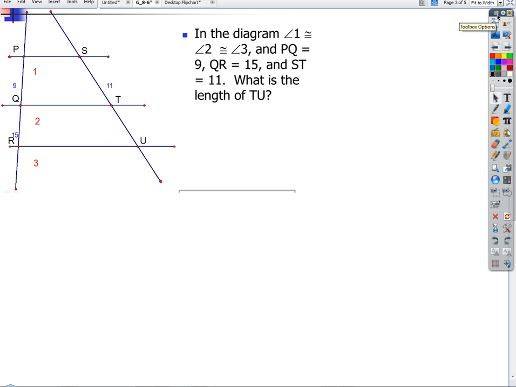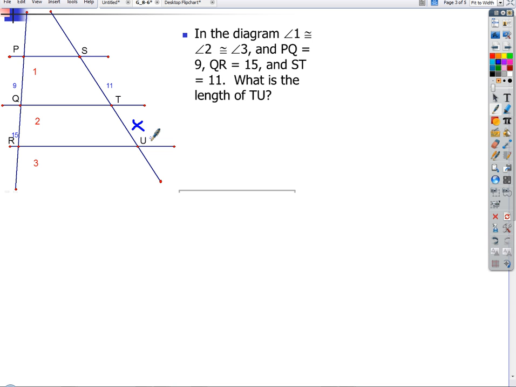So in the diagram here, they're telling us that angles 1, 2, and 3 are all congruent. They're telling us the lengths of PQ. So PQ is 9, QR is 15, ST is 11, and they're wanting us to find the length of TU. So let's go ahead and call that, because that's the one we're looking for, let's call it X.